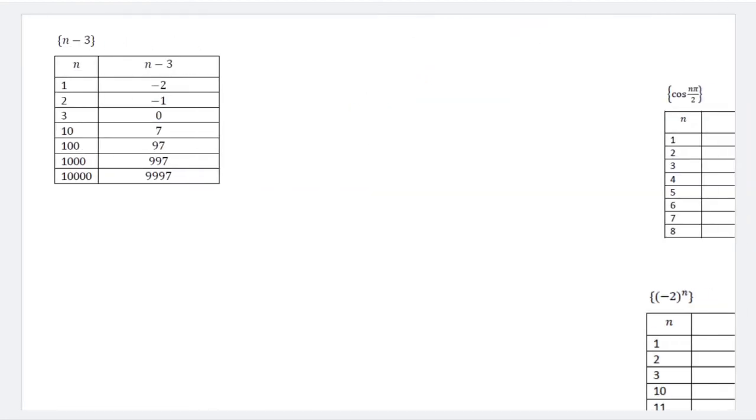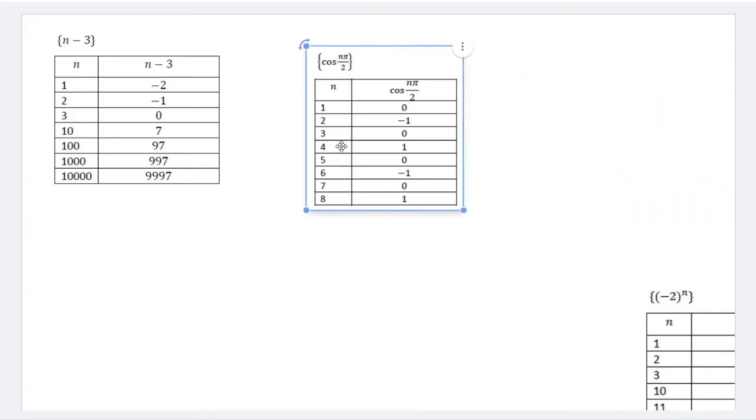Now let's look at other sequences. So we have here the sequence n minus 3. So we can start at 1. If it's 1, then the number we get is negative 2. If it's 2, it's negative 1. If it's 3, it's 0. If it's 10, it's 7. If it's 1997, 10,000, 9,997. So as we make our numbers larger here, as you keep on substituting large n's, you would also keep getting large values of n minus 3. So that tells us that our sequence here just keeps on getting larger.